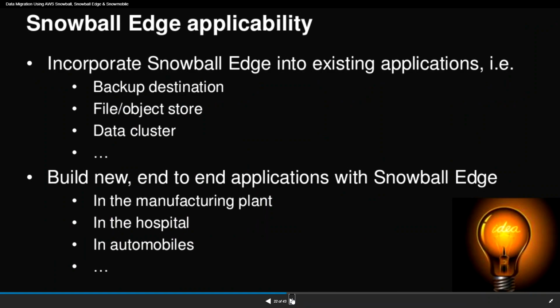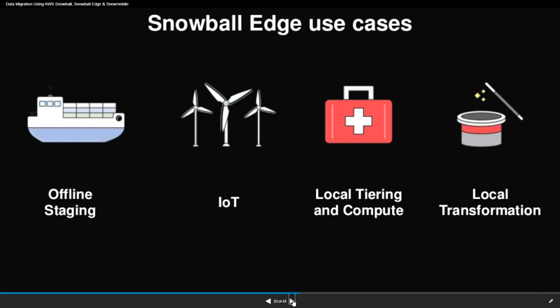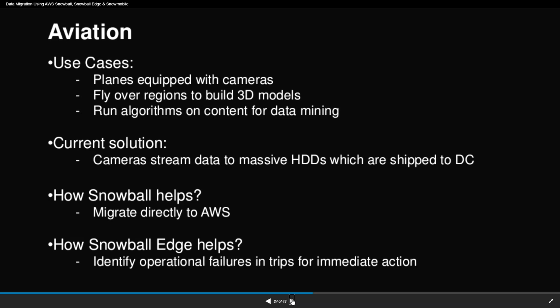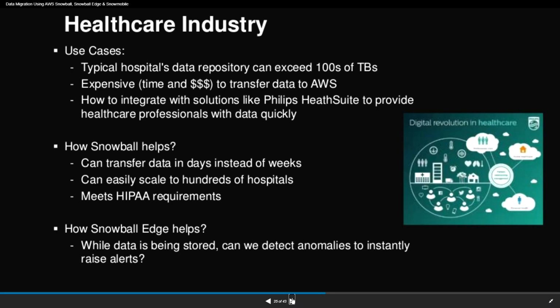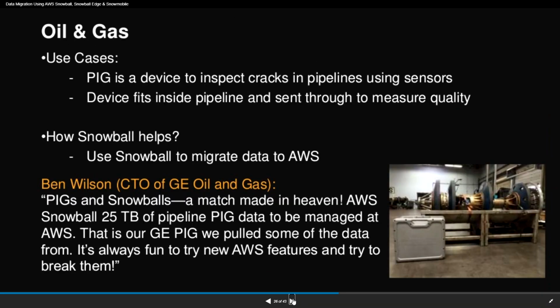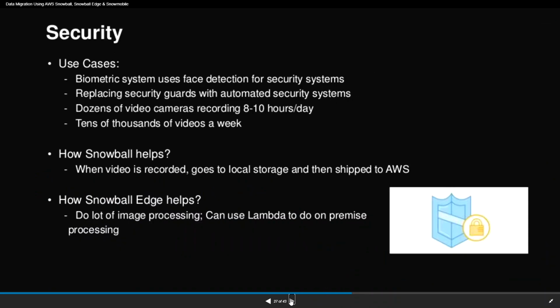Okay, so for example, this is something that you can do. Use cases: offline staging, you put it on a boat, for example. IoT, local compute, and local transformation. This is very, very nice. So you have some use cases here. Healthcare industry, for example, this is very nice how it can help. And for example, oil and gas. Okay, so you want to migrate information, you can have your Snowball here. This is the big one. Security here, biometric, security guards, and so on.